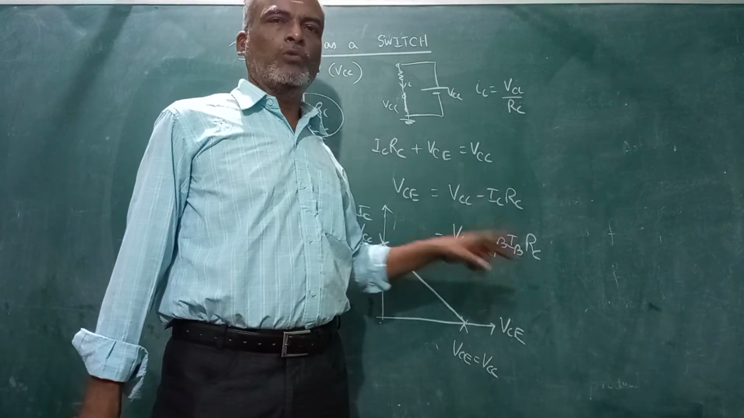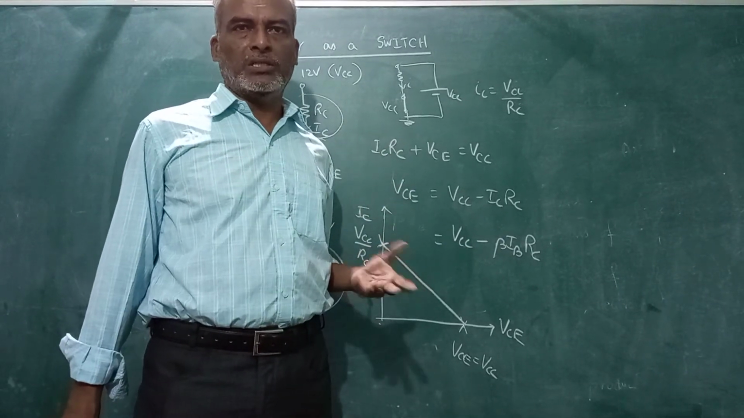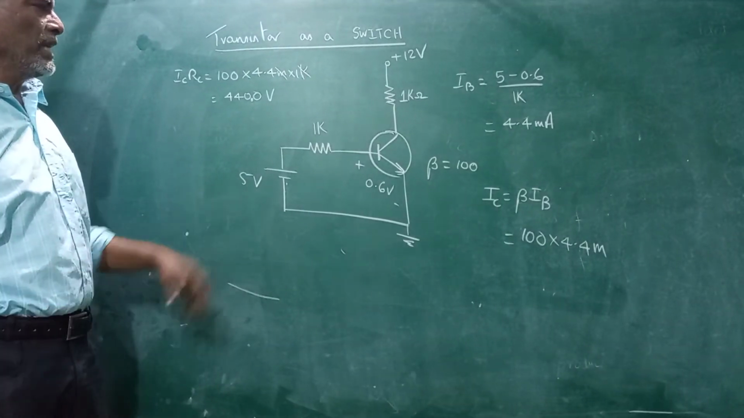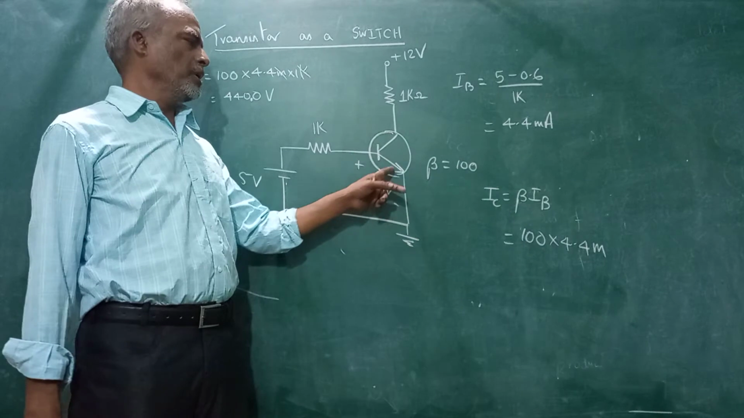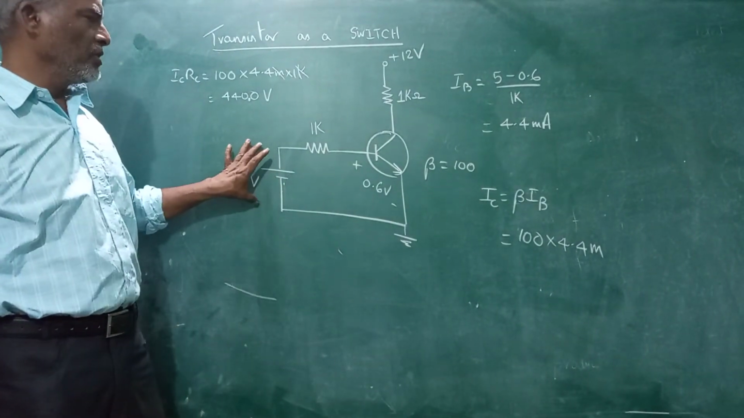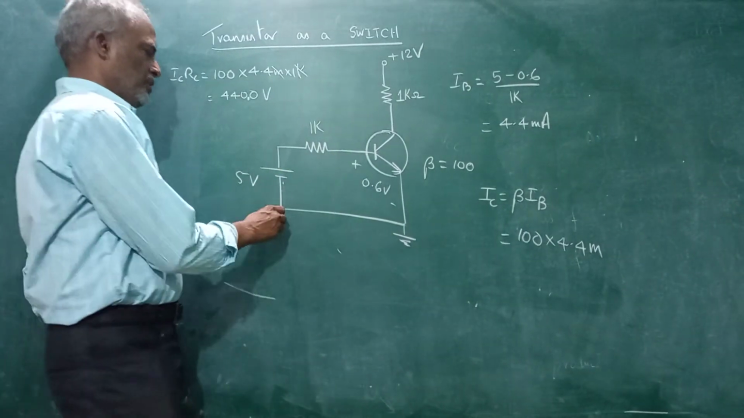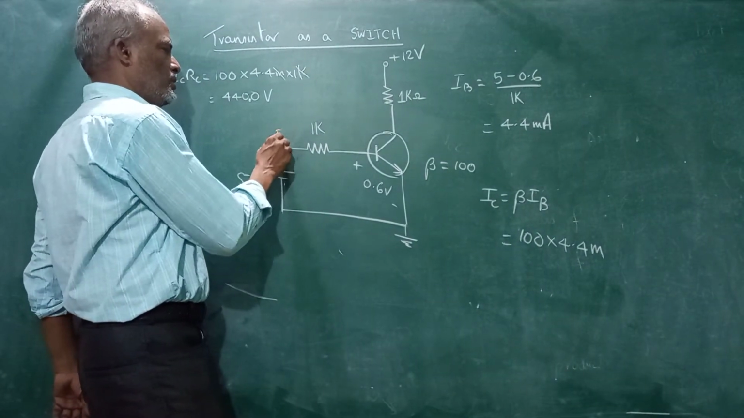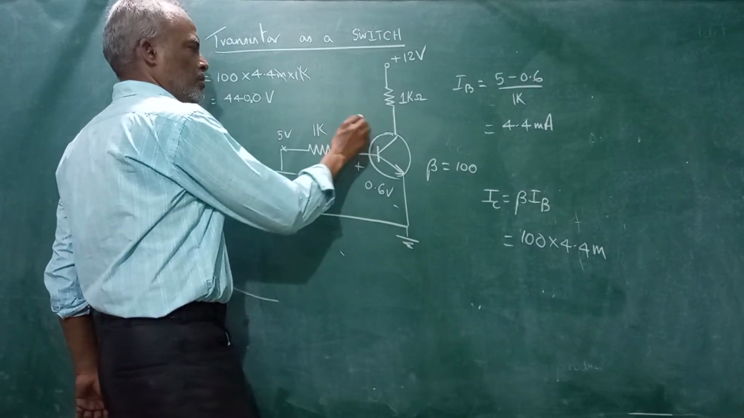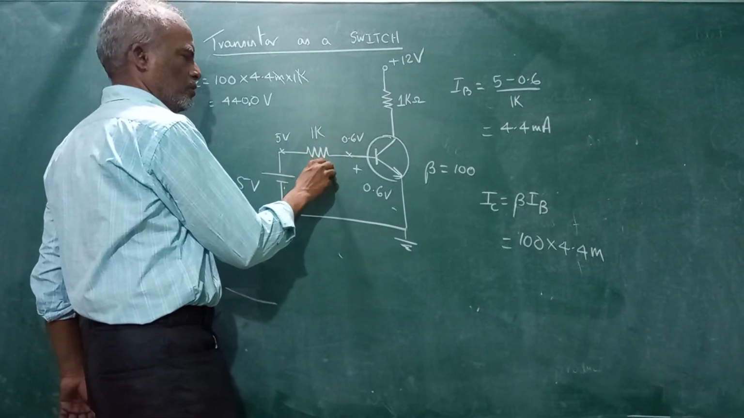Okay. Let us see one problem based on this transistor as a switch. Now we will see one example. This transistor is made up of silicon, so the VBE is 0.6. The input is 5 volts and you have a base resistance of 1K. That means with respect to ground, this point is 5 volts. With respect to ground, this point is 0.6 volts. So the voltage drop between here is 5 minus 0.6, which is 4.4 volts.